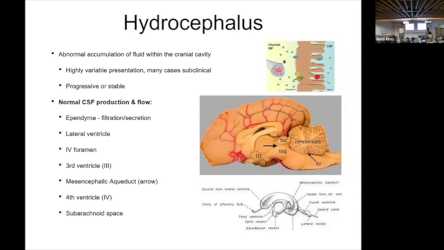Presentation is highly variable because there are many diverse causes. It's often subclinical. That is kind of species dependent. If you have a German Shepherd with hydrocephalus, more likely to be clinical than like a pug with hydrocephalus, right? Because they've kind of adapted to the amount of hydrocephalus we force them to live with.